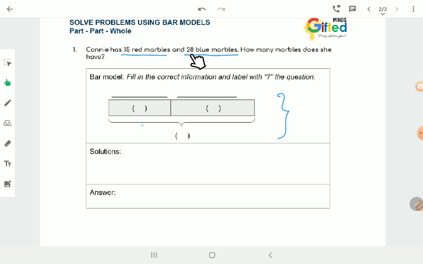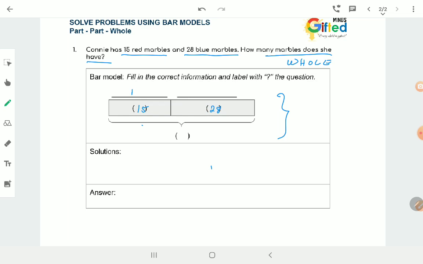Which one is more? Well, this one is shorter than this. So basically, we can say that maybe this one is here or this one is here. And the question is, how many marbles does she have? That's actually your total. All right? That's actually the whole. So basically now, what you have is, this is now the part, which is 15. This is 28. All right?